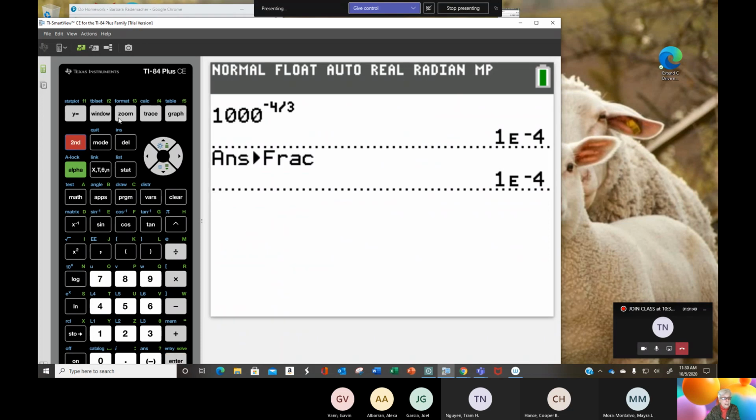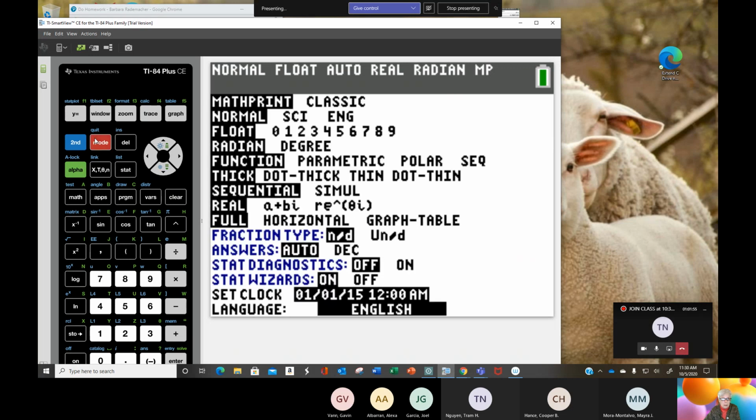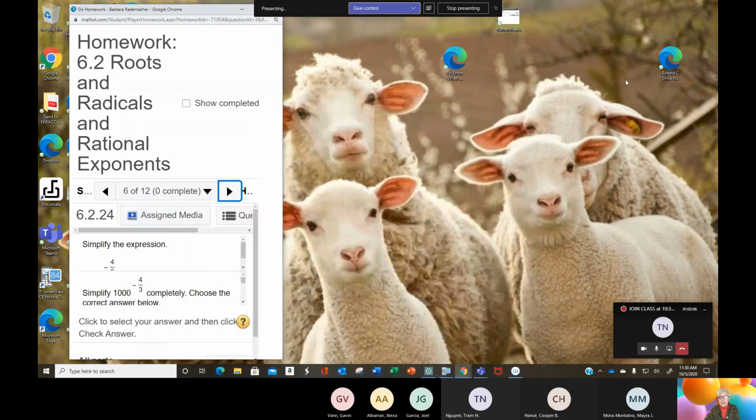And in format, okay, in mode, we do not have scientific notation. It's just doing it. That's one of the things about the TI that I don't like. There is no reason for it to shove you up into scientific notation. No reason at all. It's not that small a number.